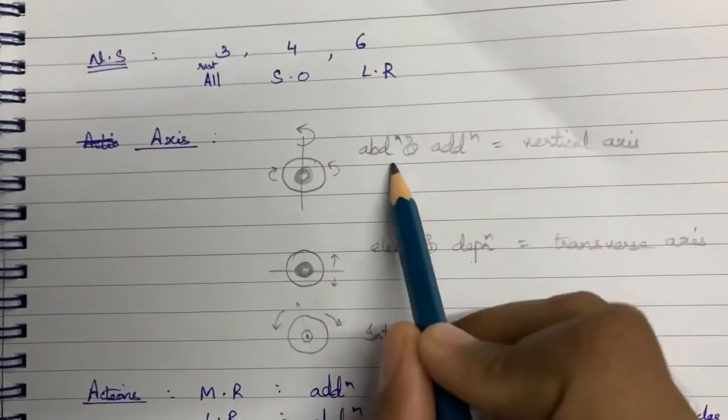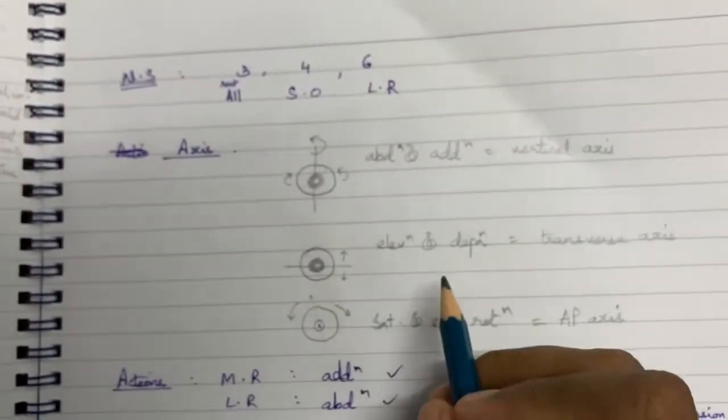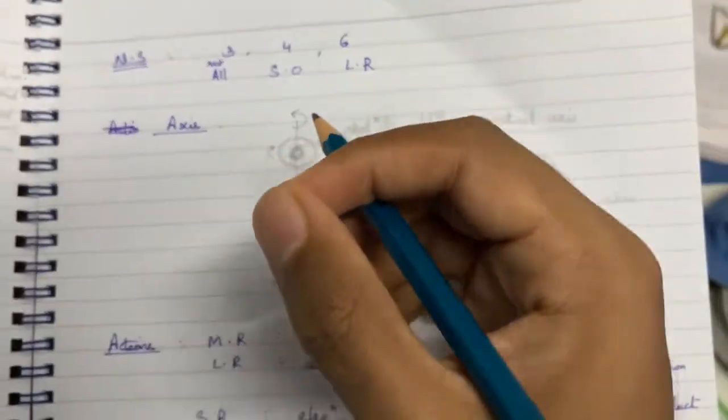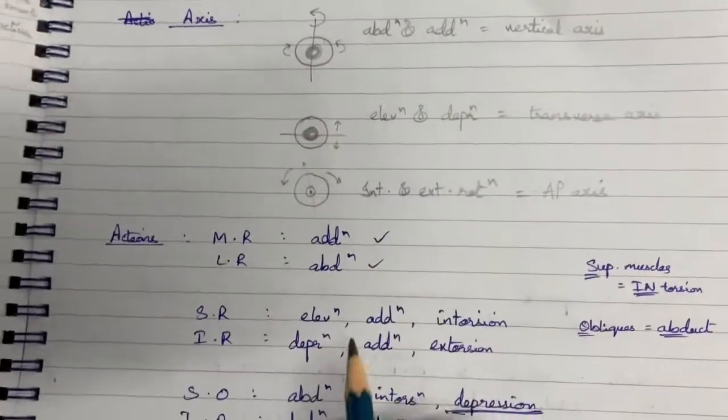Coming to the axis, abduction and adduction take place around a vertical axis, like this. And elevation and depression take place around the transverse axis, like this. And intorsion and extorsion take place around an anterior-posterior axis, like this.